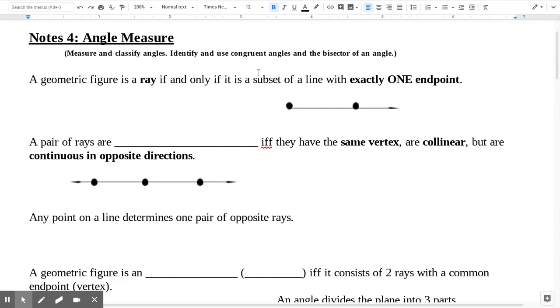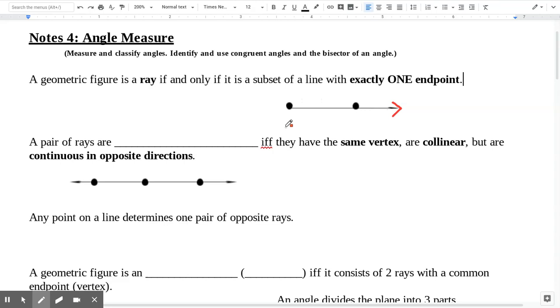The other part to note of this is what subset of a line is. We should know that a line goes on forever in two directions. A ray is only going to go on in just one direction. So it's part of a line, except we are only going to continue in one direction. So here's a ray below. Let's go ahead and make that arrow a little more obvious.